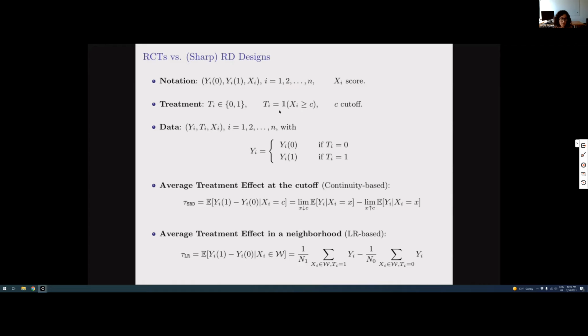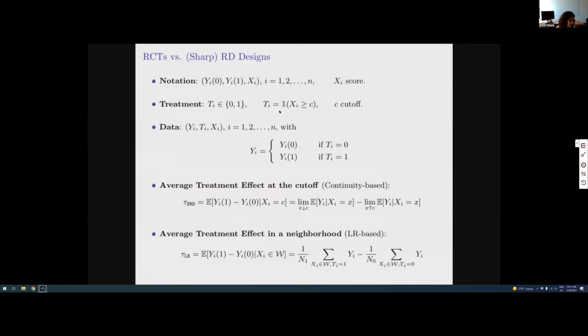And those are going to be focusing on different types of effects. In what we call the continuity-based approach, we're going to assume continuity of regression functions, and we're going to define the parameter of interest as the average treatment effect at the cutoff. It's a little bit different from what you are used to seeing, because we're not used to seeing average treatment effects at a particular point. And so Matias will talk about the implications of that for estimation and inference.